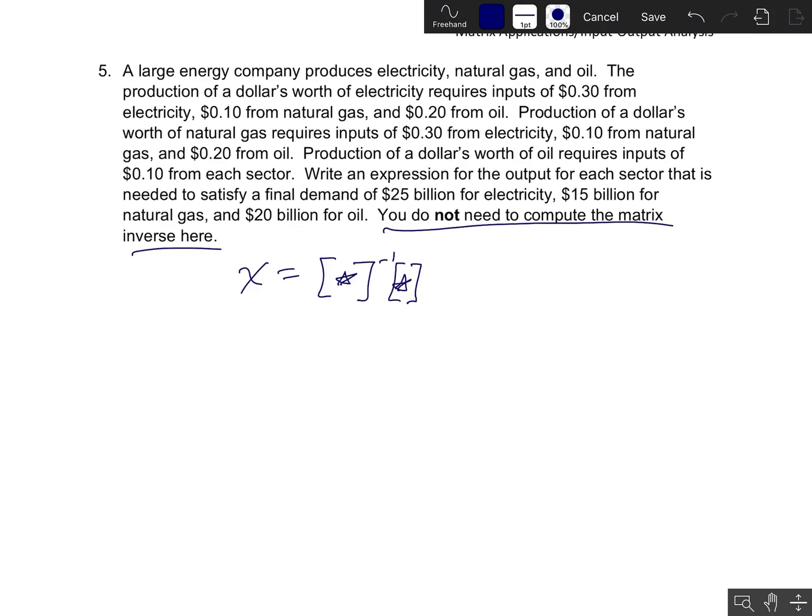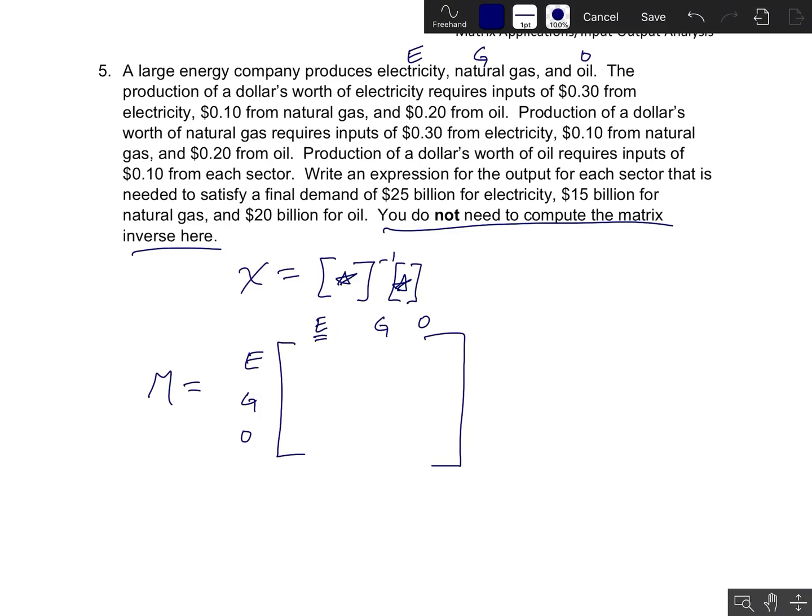And the setup will go like this. So here it says a large energy company is producing electricity, natural gas, and oil. I'm going to abbreviate those as E, G, and O, just to keep those in order. And just to switch things up, let's go for setting up the technology matrix first. So I'll keep these in the order that they appear in the prompt. So we'll have electricity, gas, and oil, and then electricity, gas, and oil. And remember that in this matrix, each column is supposed to represent the total costs for producing 1 unit of the column index here.